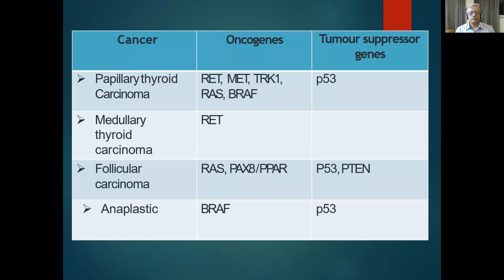These are the oncogenes and tumor suppressor genes that are involved. The most important are BRAF, RAS, and RET mutations. And among the tumor suppressor genes, the most important are P53 and PTEN mutations.